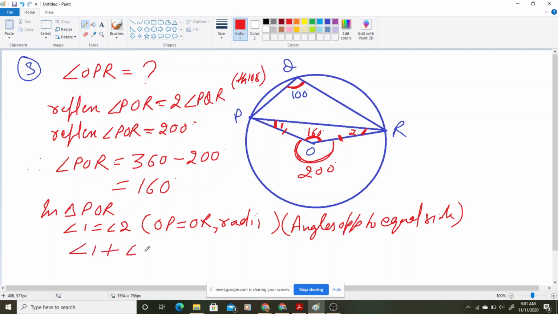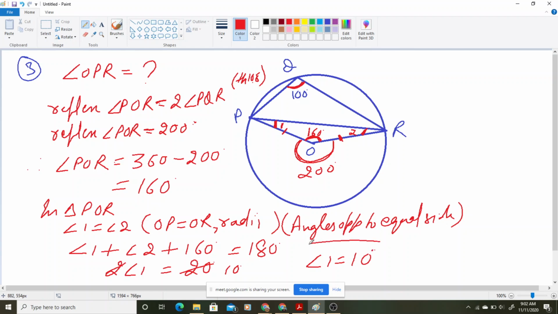Sum of 180. Then angle 1 and 2 are equal, so we will write 2 times angle 1 will be equal to 180 minus 160, it will be only 20, and then 2 will cancel this up to 10, so angle 1 will be equal to 10 degree.